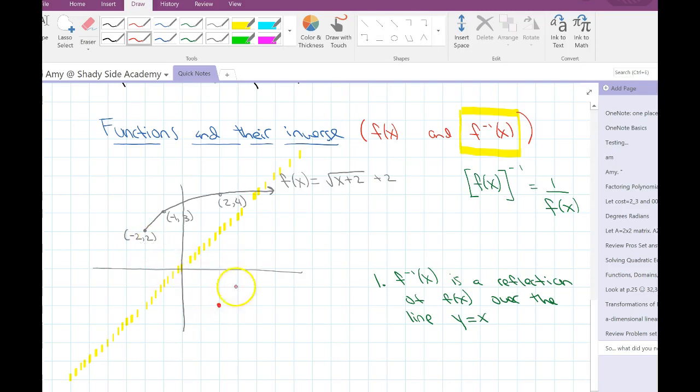-2, 2 would become the point 2, -2. -1, 3 becomes the point 3, -1.